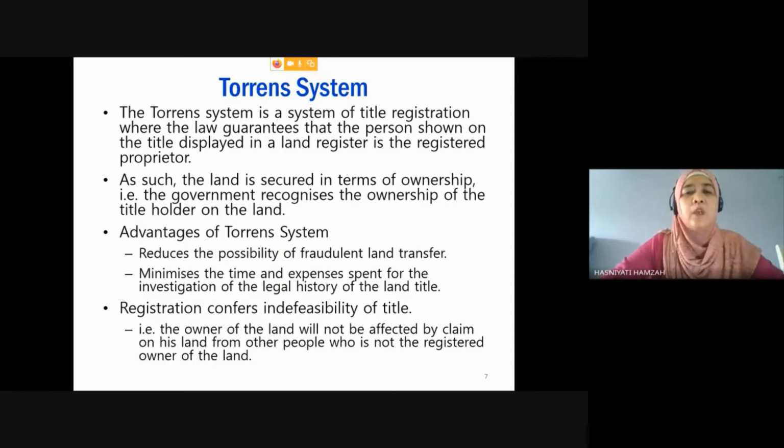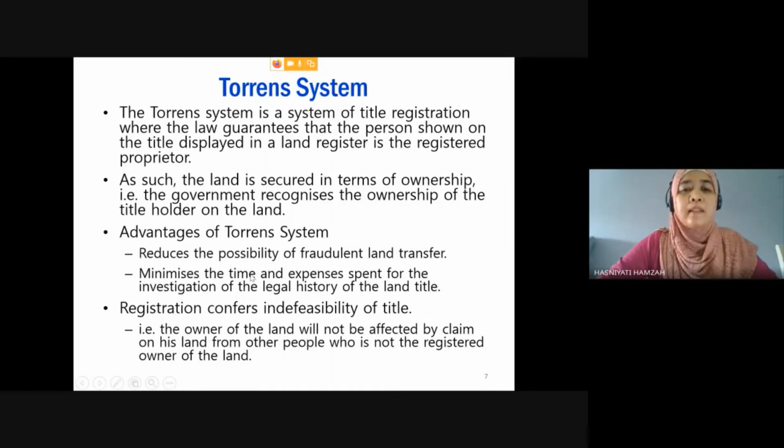You will see who is the proprietor or the co-proprietors if more than one owner on the land. As such, the land is secure in terms of ownership. That is, the government recognizes the ownership of the title holder on the land. Means the ownership is guaranteed by the government. So in theory, if there's any wrongdoing on the title, the government is supposed to compensate the owner, for instance, for an illegal transfer. So the first one reduces the possibility of fraudulent land transfer.